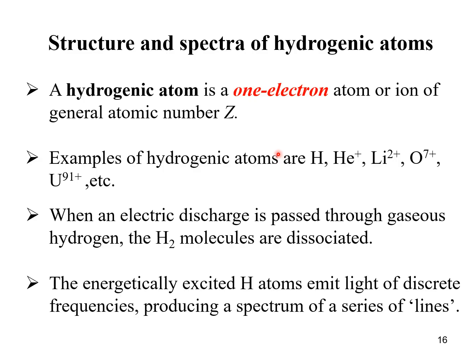Picture and spectra of hydrogenic atoms. Hydrogenic atoms are atoms with a single electron in the orbital. Other than atoms, we also have some ions which consist of only a single electron, for example, the ions listed here. When an electric discharge is passed through gaseous hydrogen, the hydrogen molecules will be dissociated, and the energetically excited hydrogen atoms will emit radiation at discrete frequencies and produce a spectrum with a series of lines.